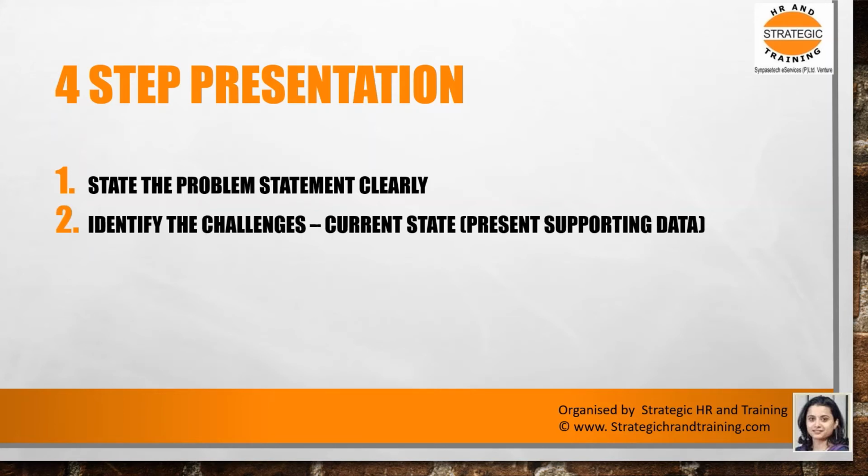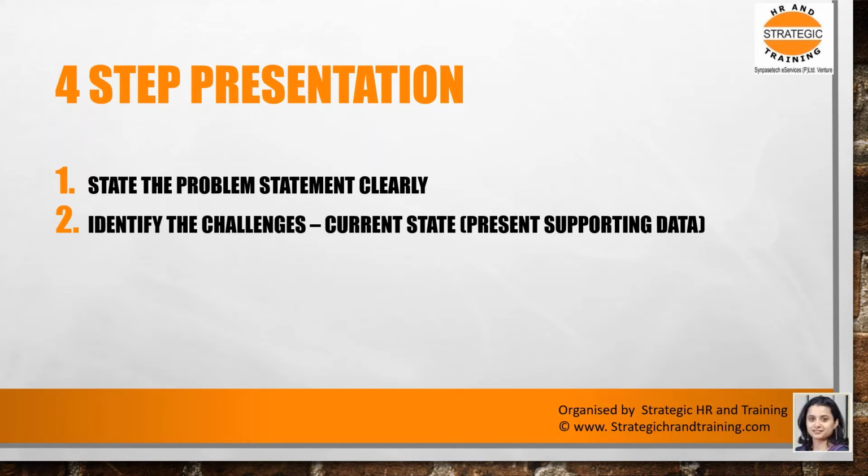The second is, identify the challenges, the current state, and present supporting data. Now, after having shared the problem statement, what we need to share is the current state and the challenges in the current state. Once you have identified that, you then need to give supporting data to prove that what you are sharing has been documented or can be proved.